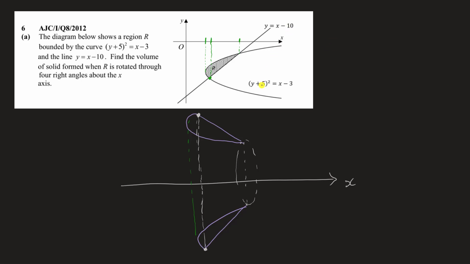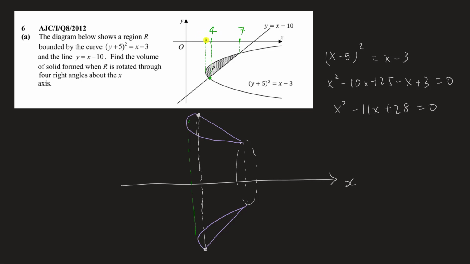x minus 10, sub it here. x minus 10 plus 5 gives you (x minus 5) square equals to x minus 3. Expand this, I'll get x square minus 10x plus 25 minus x plus 3 equals to 0. x square minus 11x plus 28. 28 is just negative 4 and negative 7, which gives you 11. One of them is 4, the other one is 7.